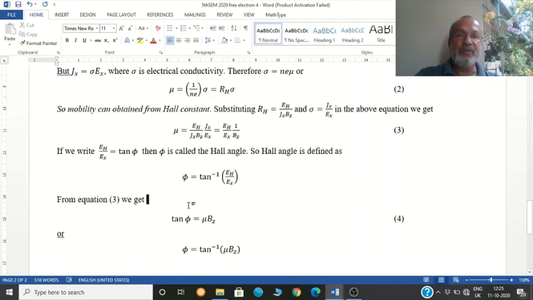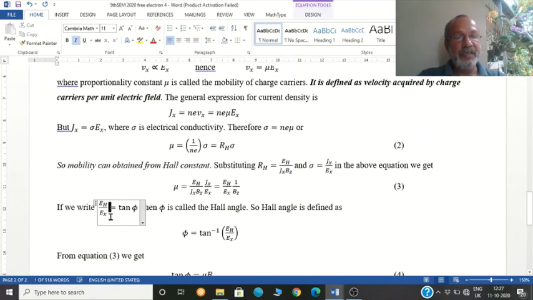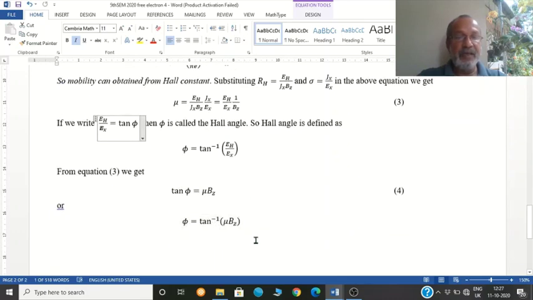A quantity which is used in some calculations is called the Hall angle. Hall angle phi is defined by this equation. This is the Hall field divided by applied field. This Ex is the applied field in the x direction, and due to that applied field there is a current density Jx. So the ratio of that Hall field developed by the applied field is sometimes called tan of the Hall angle, and from these equations you can find that Hall angle is tan inverse of mu into applied magnetic field.